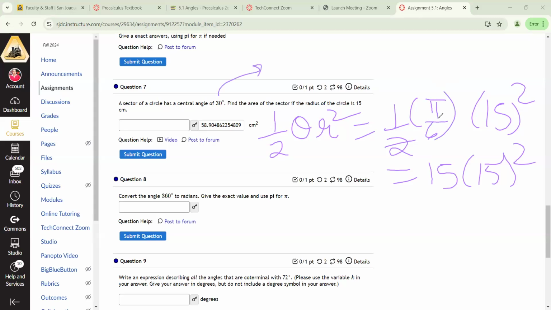30 degrees when you convert to radians is 30 times pi over 180. And 30 and 180 cancel with each other. That's pi over 6. That's where that pi over 6 is coming from.